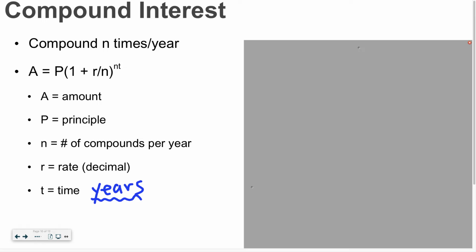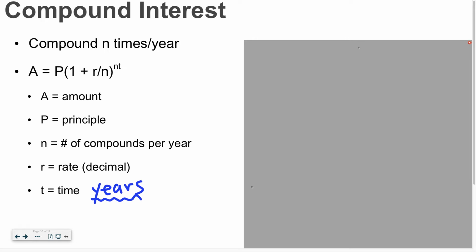N is the number of times compounded per year. Annually would mean N is 1. Monthly would mean N is 12. Weekly would mean N is 52. There's 52 weeks in a year. Daily would be 365. 366 next year, though, because we have a leap year, 2020. We won't worry about leap year, just normal years.